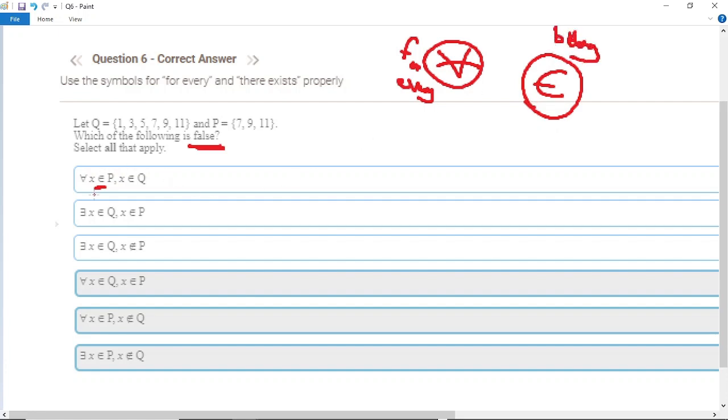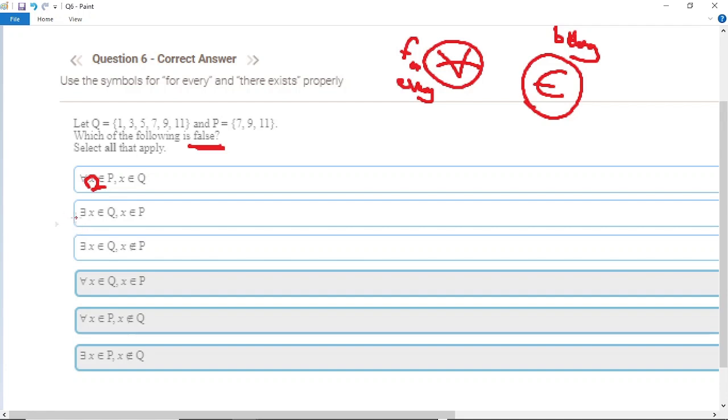Okay, so here saying for every x belong to B, that means the numbers inside B is the x, okay? X belong to Q. That means these numbers of x which belong to B, which are 7, 9, 11, will belong to Q also. So that means 7, 9, 11. Yeah, we have in Q 7, 9, 11. So this answer is true, not false. So I will not select it. Okay?